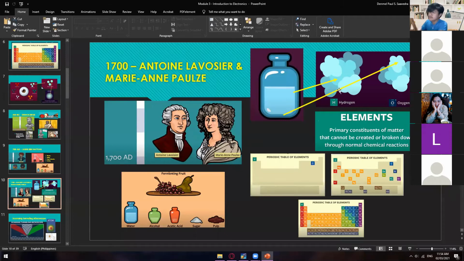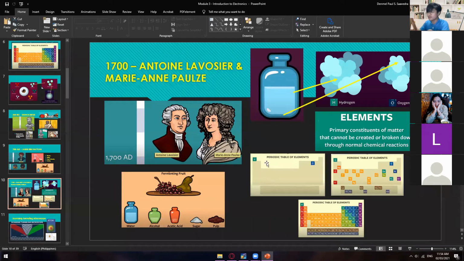And then, of course, they didn't stop there. They wanted to figure out what's inside. What are the particles of hydrogen and oxygen? But as time went by, they failed. They could not extract any other elements or any other particles anymore. So instead, they just listed this one as the smallest particle for now.